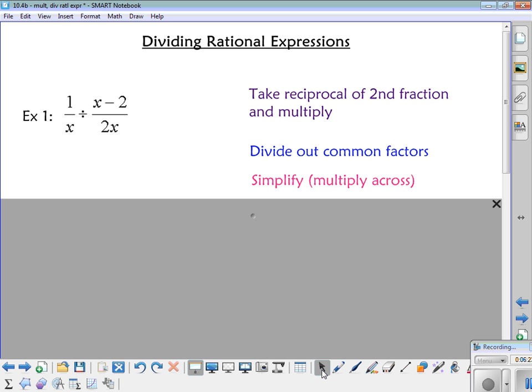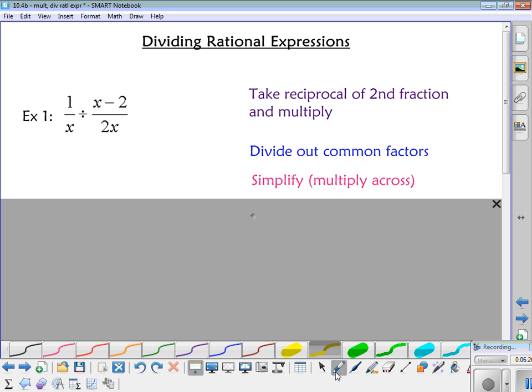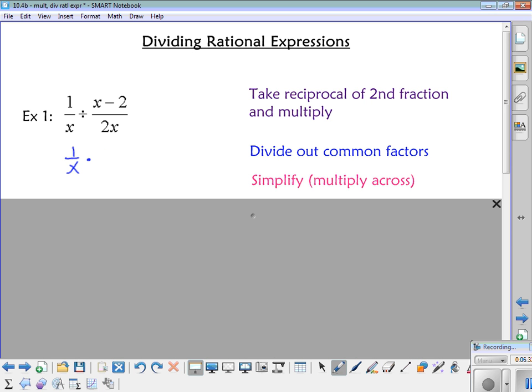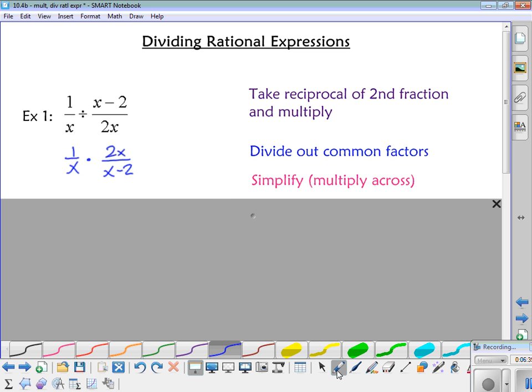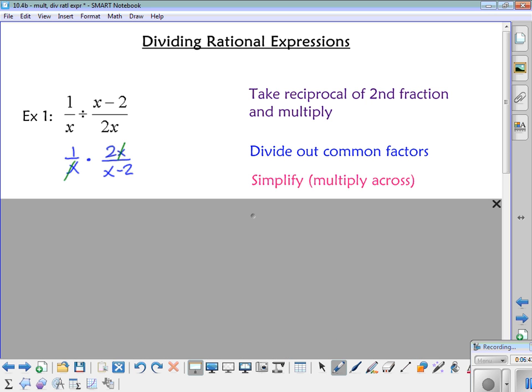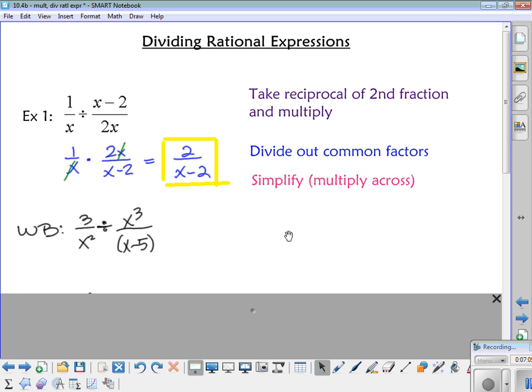All right, so instead of writing x minus 2 over 2x, now I'm going to have 1 over x times 2x over x minus 2. So all that cancels out on this one are the x's. And so I'm left with 2 over x minus 2. So we take the reciprocal and multiply it, divide out the common factors, and then simplify it by multiplying across. All right, so here's one for your whiteboards.